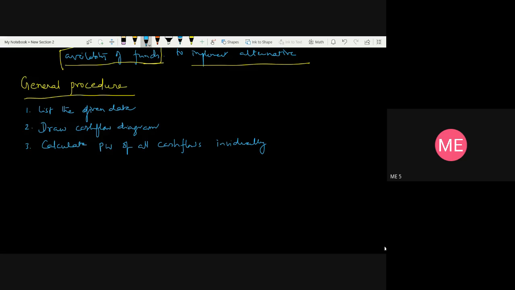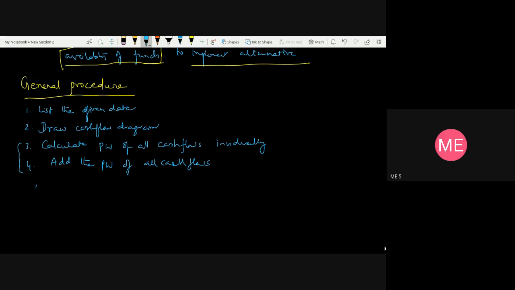Then add, of course, we have done these two combinedly in a single step. So add the present worth of all cash flows. So that's what we have done in a single step. We have done these 3 and 4 combinedly in a single step.